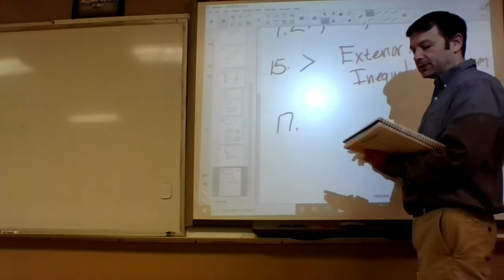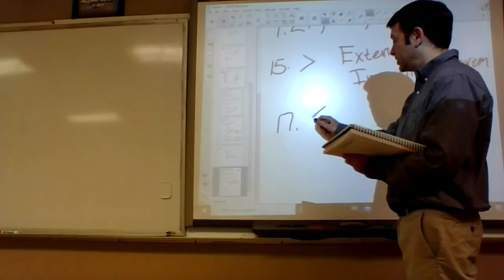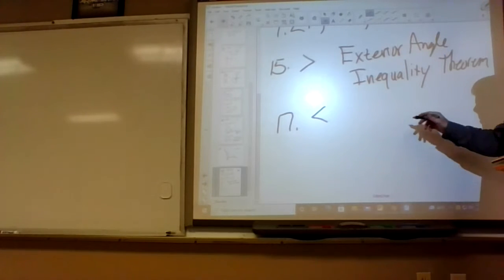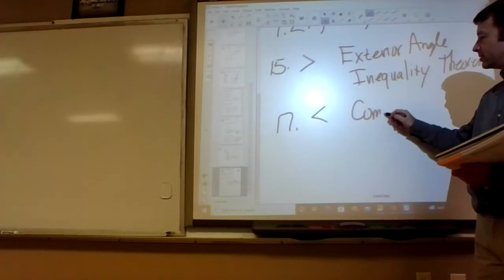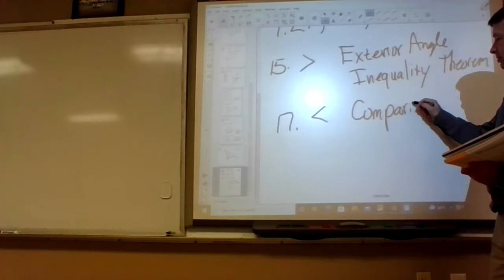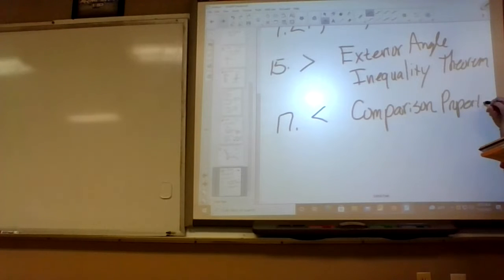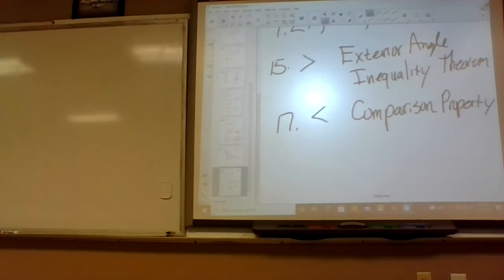So the mouth eats the big one, right? So ABC is on the right side, so it should look like that, less than symbol. It's called comparison property. The two little things that add up to the big thing have to be smaller than the big thing they add up to.